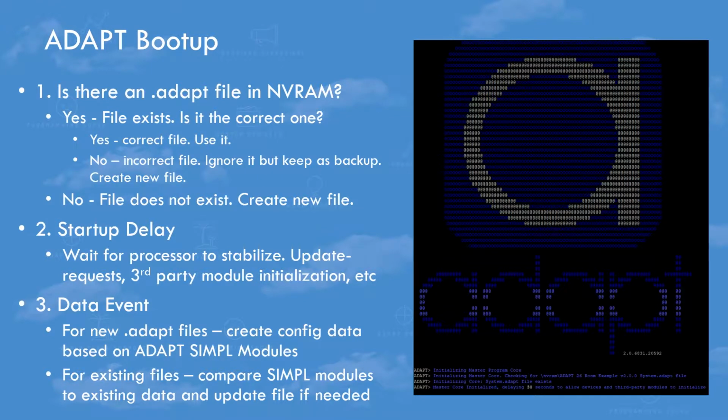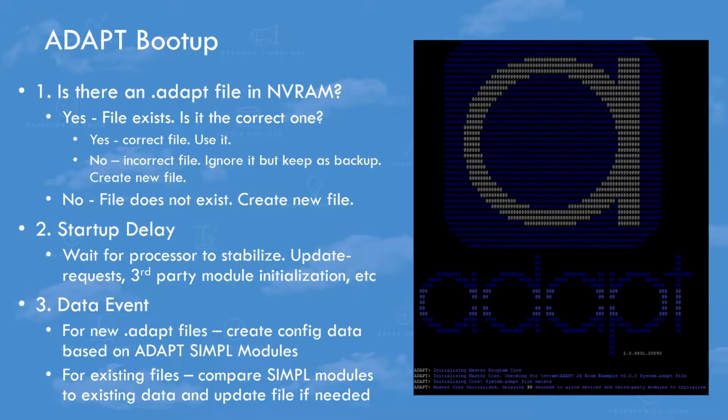If it's an incorrect file, we want to ignore that file, but we want to keep it as a backup just so that we don't accidentally delete a config if this was a mistake. But ultimately what it's going to do is create a new file with the name that we specified in our boot up module. And that's really how the program is determining if it's the correct file, based on the name that we defined in our boot up module in Simple Windows. And ultimately, if there's no file that exists, obviously we need to create a new configuration file.